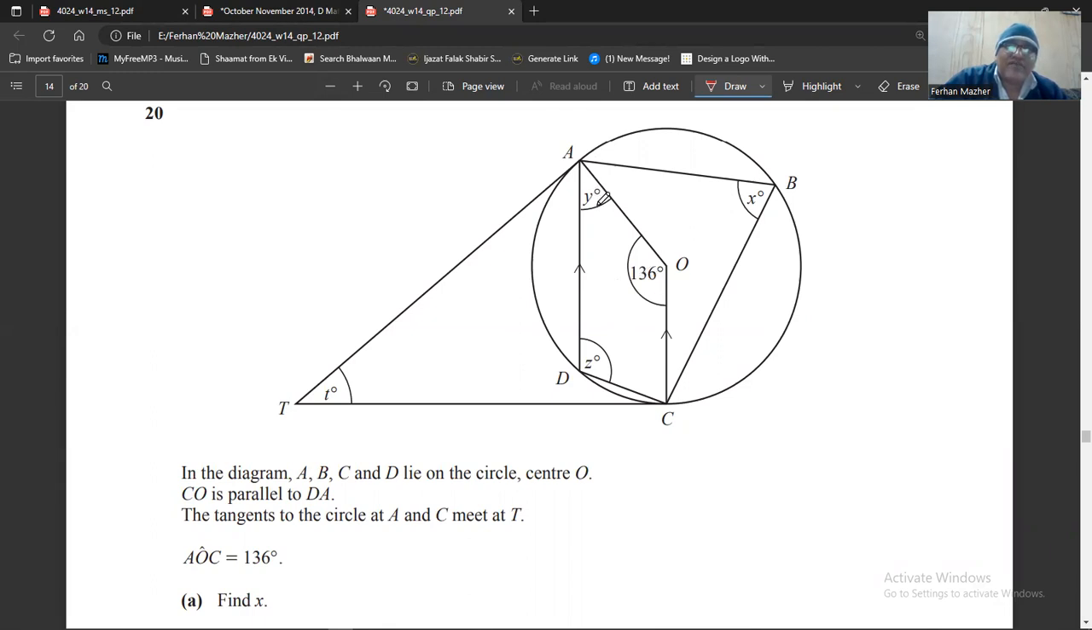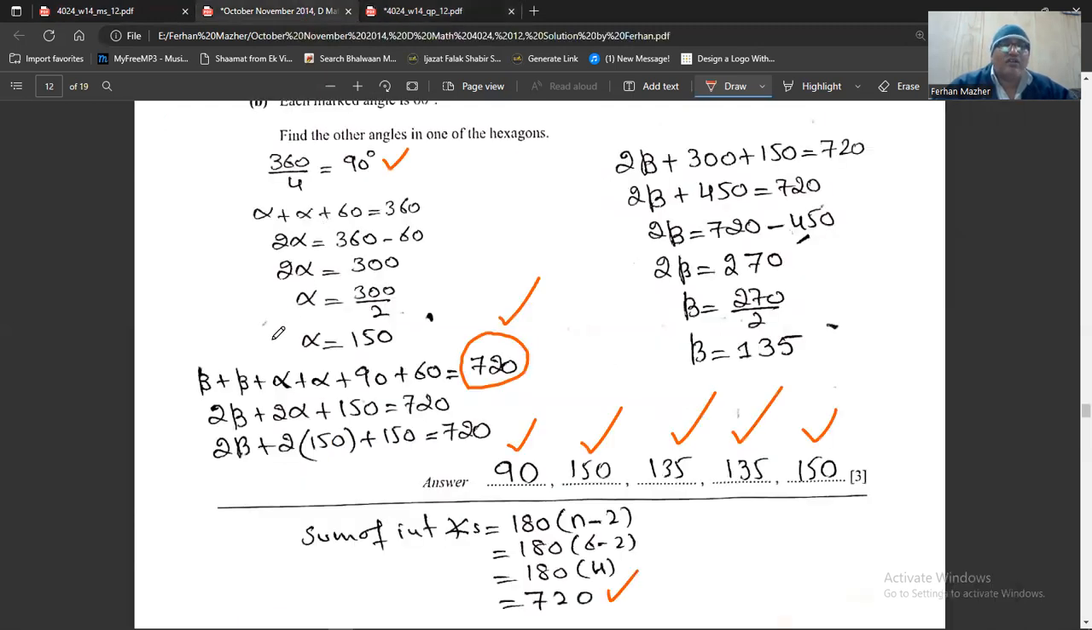So 136 and y are allied angles. This z and this angle, if we need it somewhere, will also be allied to each other, so their sum will be equal to 180. The question is: the AOC angle is 136. Find the value of x. You see this AC is the chord. At the center, it subtends an angle of 136. So how much is the angle at the circumference by this chord?